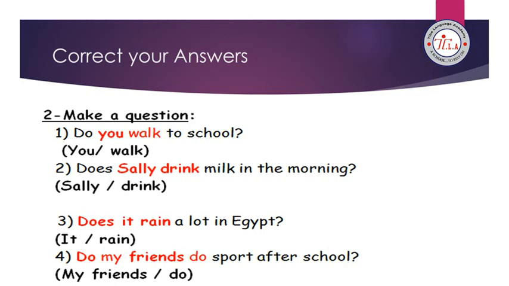Three, oh, he didn't write for me do or does. I will think and I will write by myself. I have eat. So eat from the strong or weak? Weak. I will choose do or does? Does. So does it rain a lot in Egypt? I start with does and then the subject pronoun and then the verb.